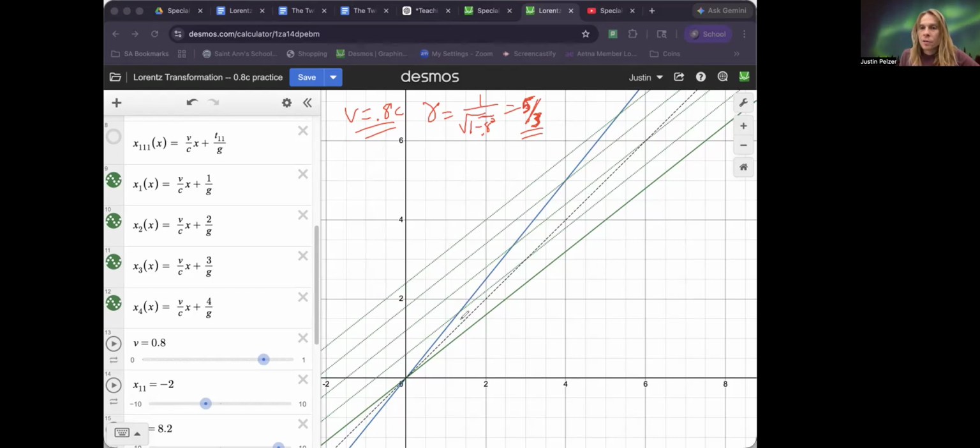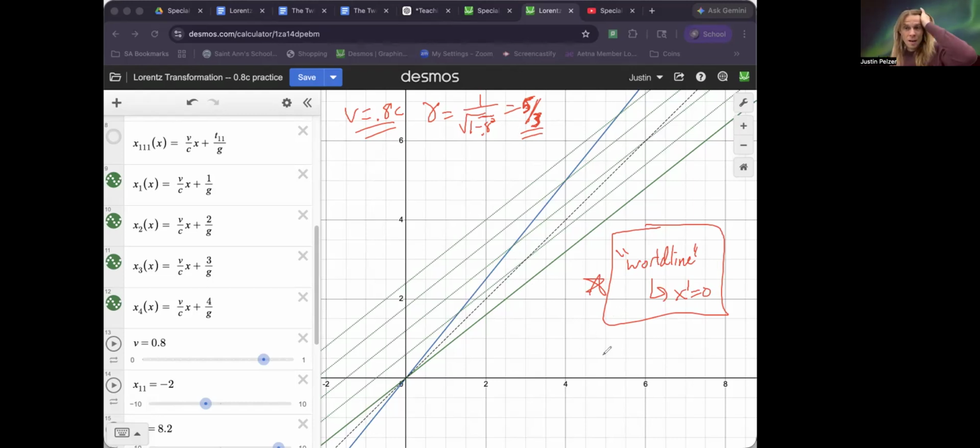I've graphed the world line, and the world line we always want to remember is defined by x prime equal to 0. This is huge. This is almost more important than the fact that the speed of light is the same in all reference frames. What does this say? This says x prime equals 0. What does that mean? It means that within its own reference frame, it's not moving.